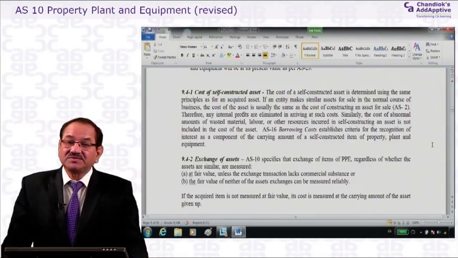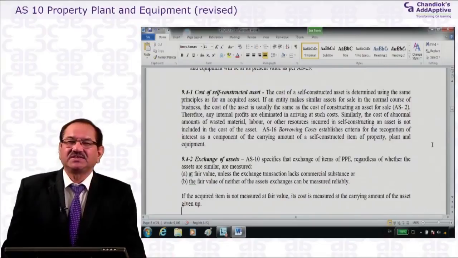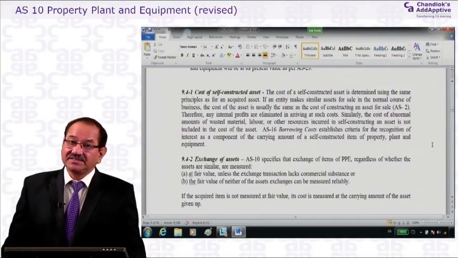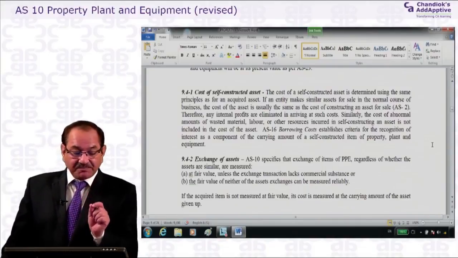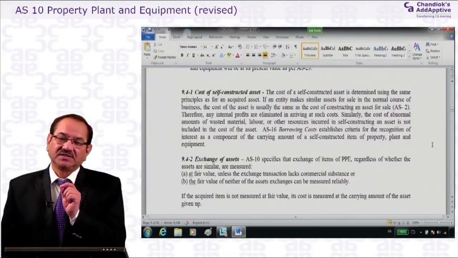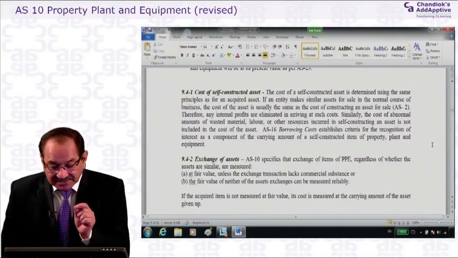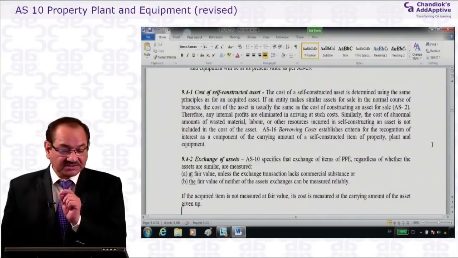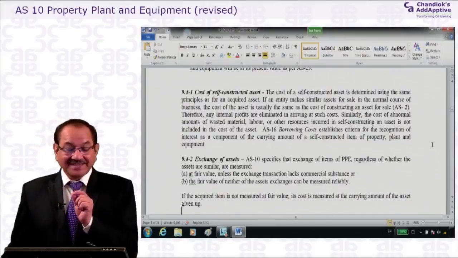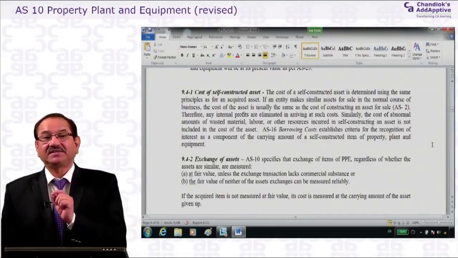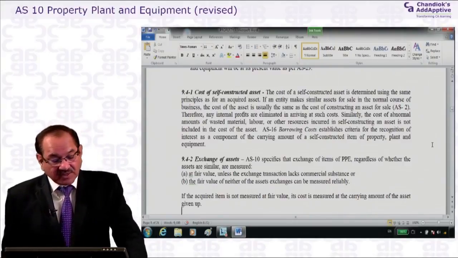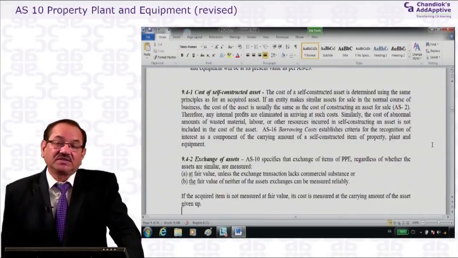As regards the cost of self-constructed assets, you will not find much difference in that one. The cost of a self-constructed asset is determined, what the standard says, using the same principle as for acquired assets. If an entity makes similar assets for sale in the normal course of business, the cost of the asset is usually the same as the cost of constructing an asset. Therefore, any internal profits are eliminated in arriving at such cost. Similarly, the cost of abnormal amounts of wasted material is not included.